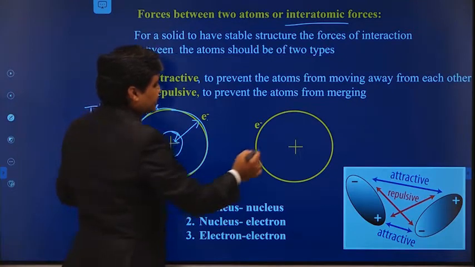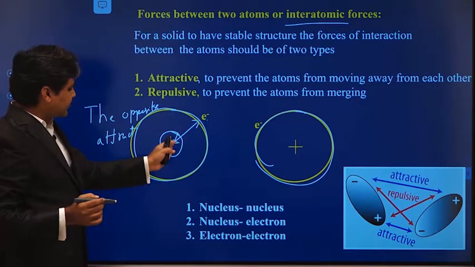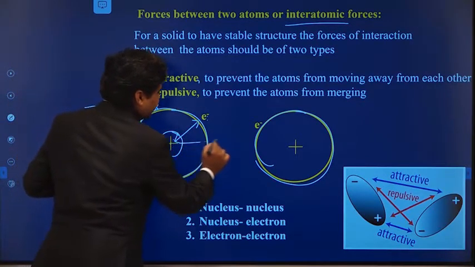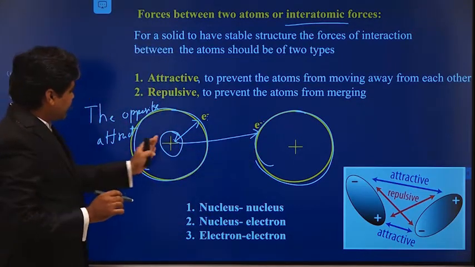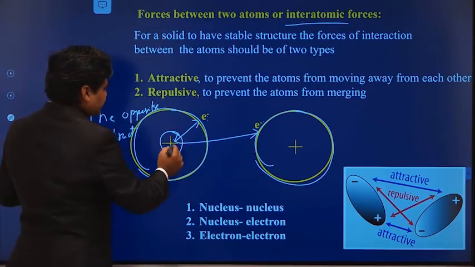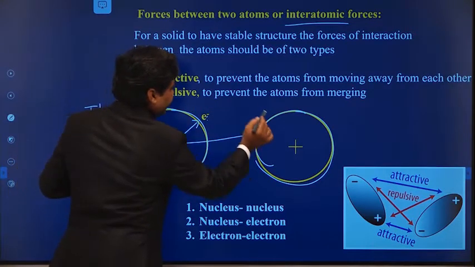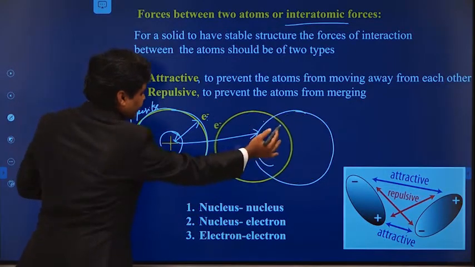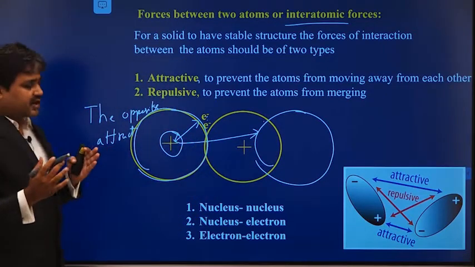But when we bring two atoms close together, since the nucleus contains positive charge, it not only attracts the electron of the first atom, it also attracts the electron of the second atom, because this is also having negative charge. Because opposite charges are always attractive in nature. So the positive charge not only attracts the first atom's electron, it also attracts the negative charge of the second atom. Due to this, the atom tries to bring the next atom close. So when we bring the two atoms close together, the attractive force starts to increase.